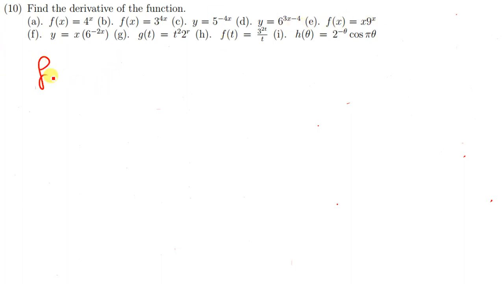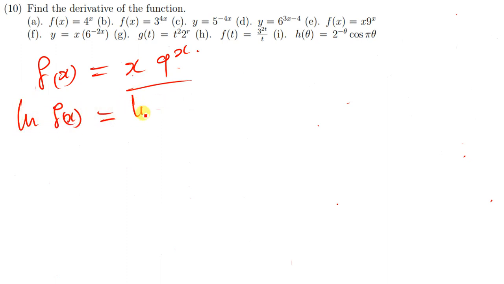So for f of x is equal to x times 9 to the power x. Differentiating this part will require us to use the product rule, because we have two functions that are multiplying themselves. And then differentiating this part is straightforward. So what we can do here, we can introduce ln. So when we introduce ln, we're going to have ln f of x is equal to the ln of x times 9 to the power x.